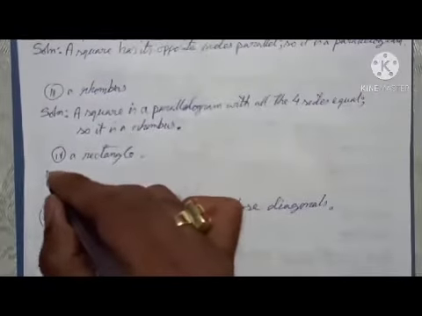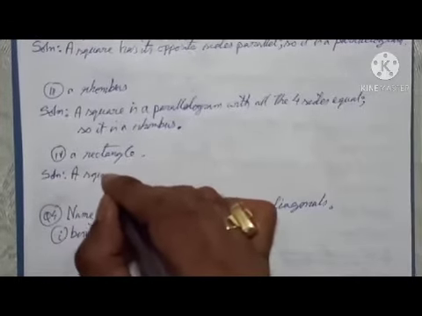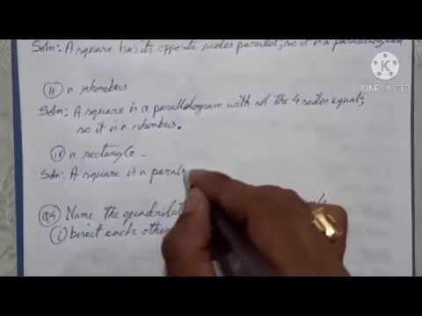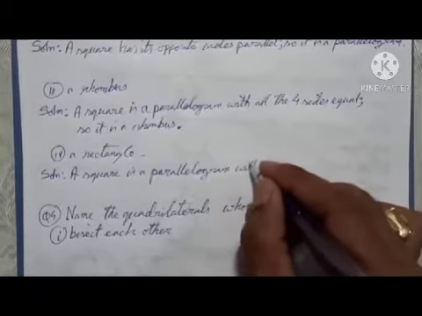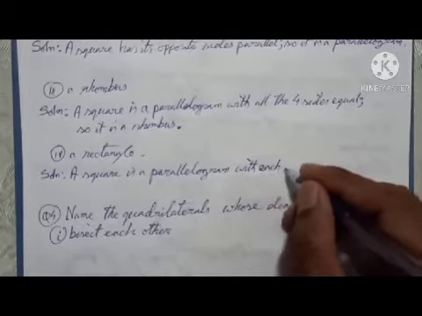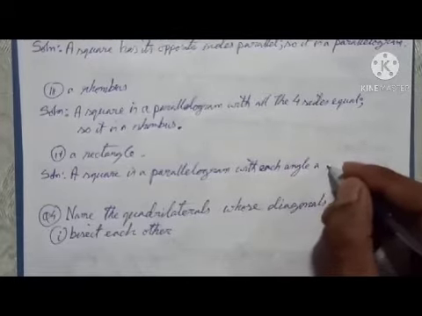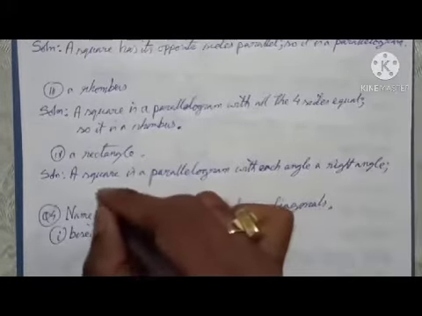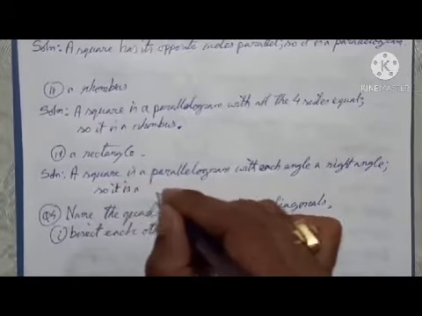Now solution. A square is a parallelogram with each angle a right angle. 90 degrees is called a right angle. Right angle. So it is a rectangle.